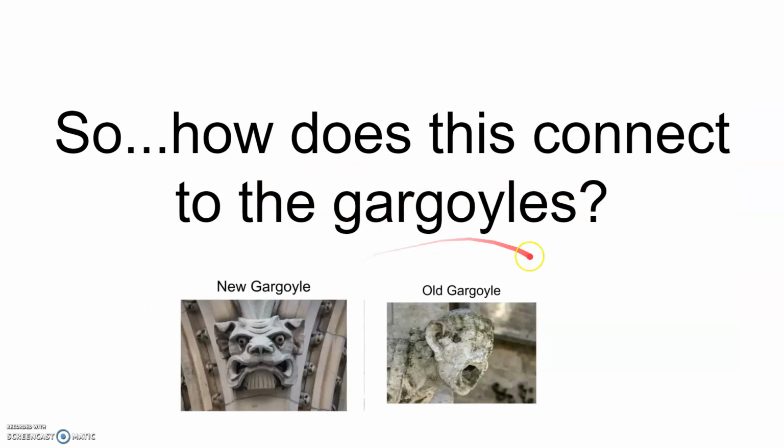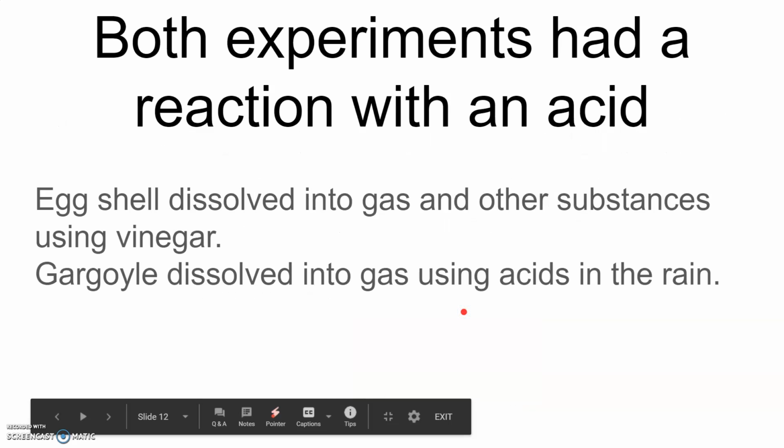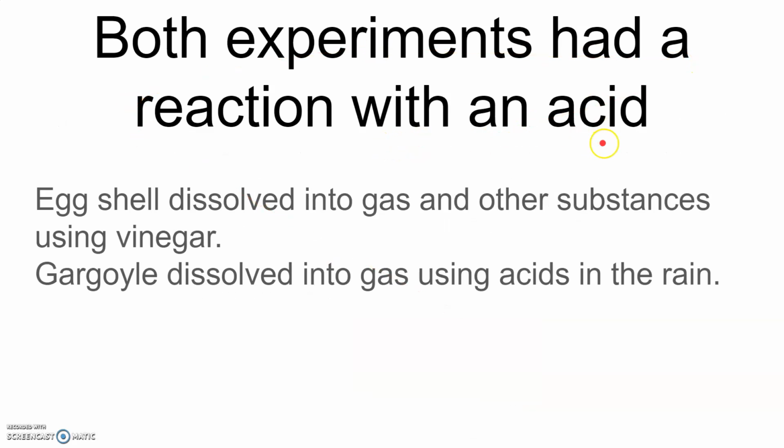So how does this connect to the gargoyles? That's the reason I did this experiment at the same time as talking about these gargoyles. Because I want us to see a big connection between what happened with the egg that sat in vinegar for 24 hours and this gargoyle that's been on the side of this building for hundreds of years. Both experiments had a reaction with an acid. So while the eggshell dissolved into gas and other substances using vinegar, the gargoyle dissolved into gas using acids in the rain. So there are some things they call impurities, stuff in the rainwater that it doesn't really hurt your skin, but it's super, super watered down acid.